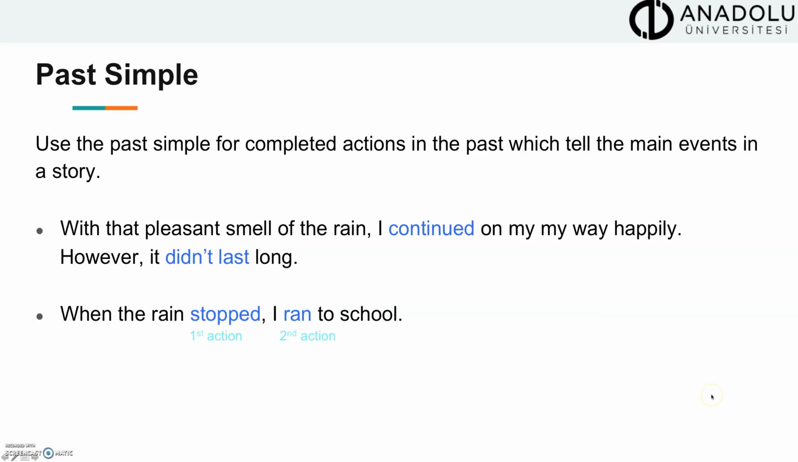We'll start with past simple. We use the past simple for completed actions in the past which tell the main events in a story. We see examples from the story. We see the main events here. When we use two past simple tenses with when, be careful, the action coming right after when is always the first action. So first the rain stopped, then I ran to school.